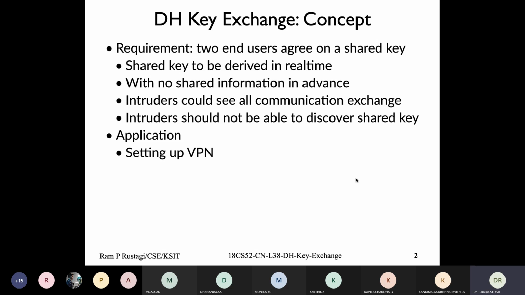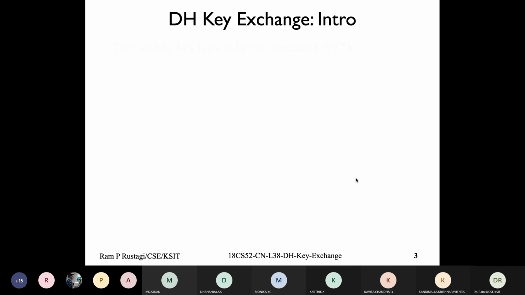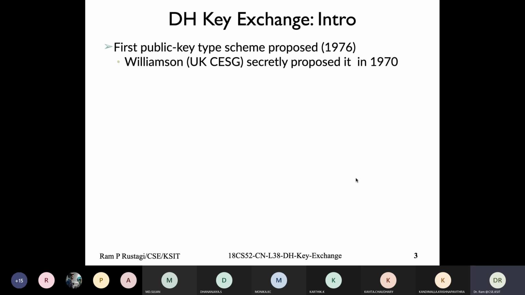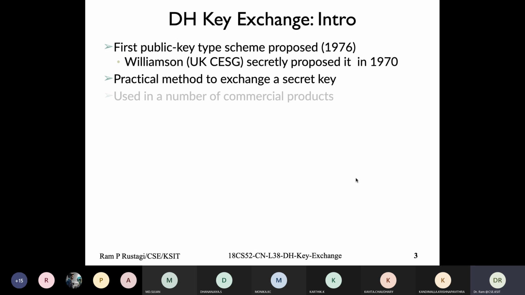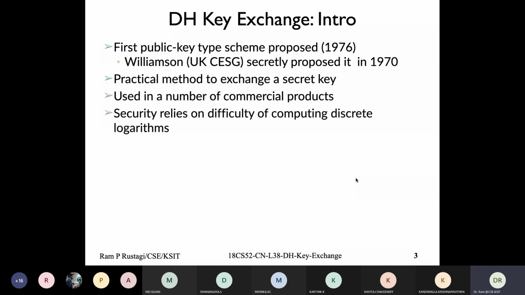Applications include setting up a VPN, IPsec VPN, Microsoft L2TP VPN, or even SSL, HTTPS, you name anything. The first scheme was proposed in '76, and in fact there was secret communication earlier, but RSA with reverse Diffie-Hellman was officially published, so they got the name. This is a real practical method which is used today to agree upon a shared key among two users, even in the presence of others. And now it's being used all across the world, in different products.